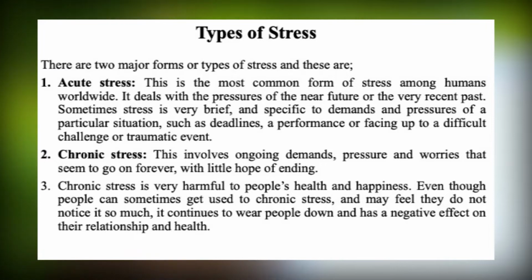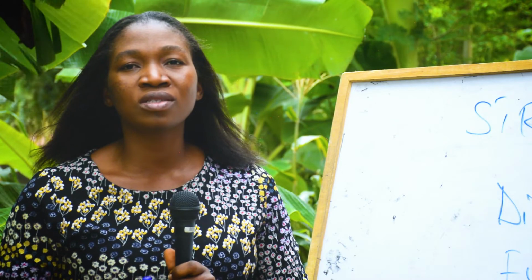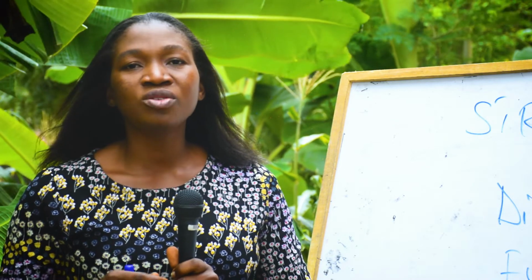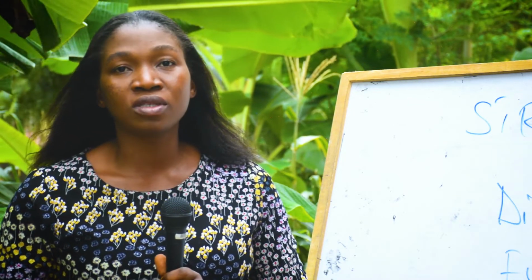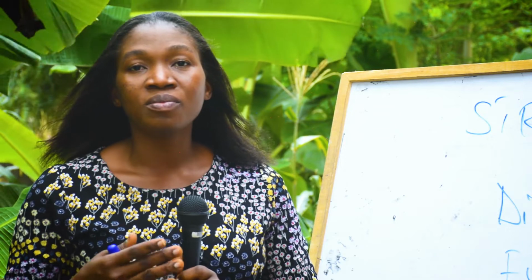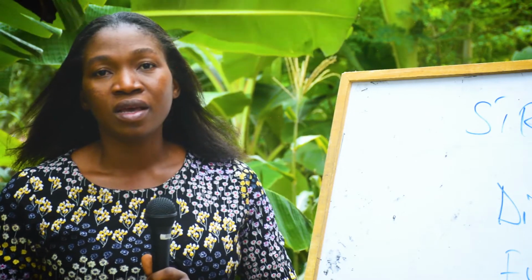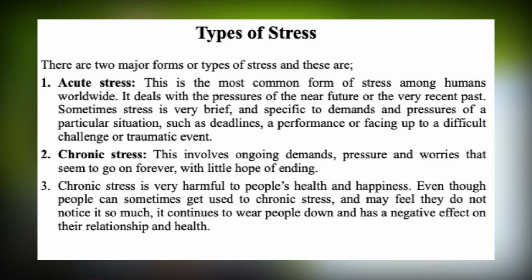Now, let's look at the second type of stress, which is chronic stress. Chronic stress involves ongoing demands, pressure and worries that seem to never come to an end. So for instance, you are going through a certain problem at home. You try to find a solution to it, but the problem never ceases. It goes on for weeks, months, and sometimes even years. And because the problem prolongs, the pressures that come with the problem continue to persist.